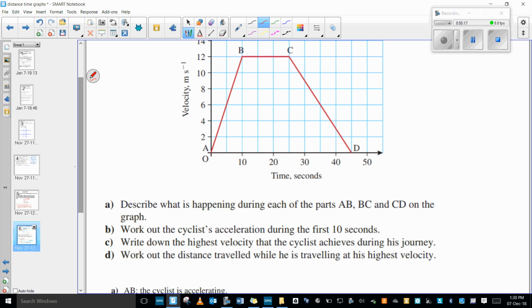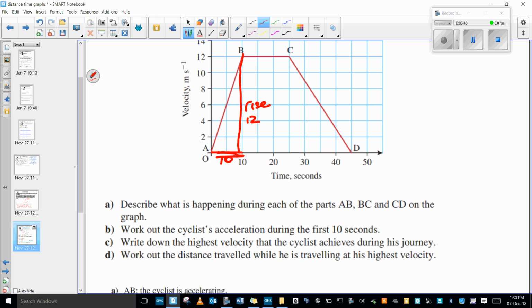Alright, so B, work out the cyclist's acceleration during the first 10 seconds. So if we're trying to find our acceleration, how do we find acceleration? The gradient, because yeah, rise and run. So our rise would be 12, and our run would be 2. But is it the first 10 seconds? Yes.